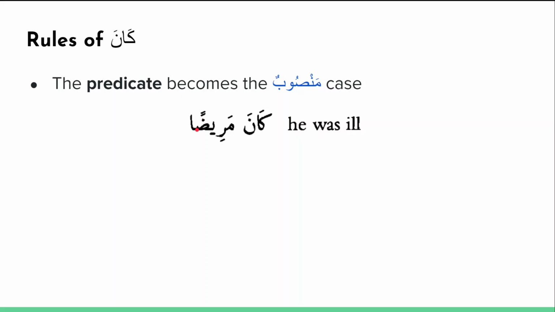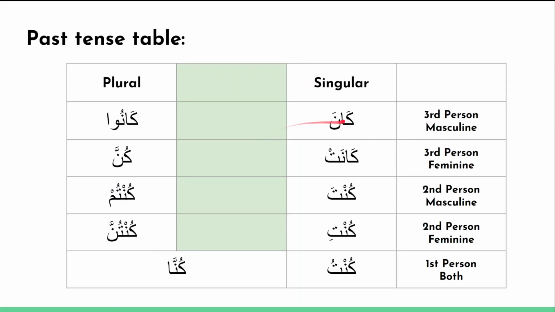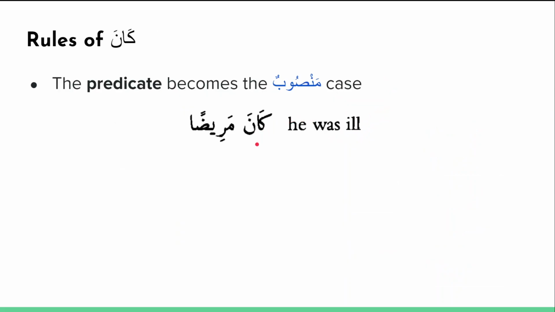Kaana maridan. Okay, so notice a couple of things here. First of all, I don't need to put the word huwa here. I don't need to say huwa kana maridan because the verb itself is a singular masculine form. If we go back here, it's in the singular masculine third person form. So this only can mean he was ill. So I don't have to say huwa kana maridan. If I wanted to say this in the present tense, he is ill, how would I say that?